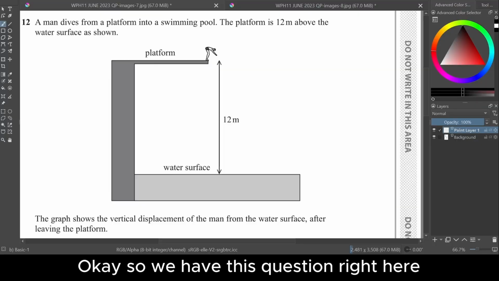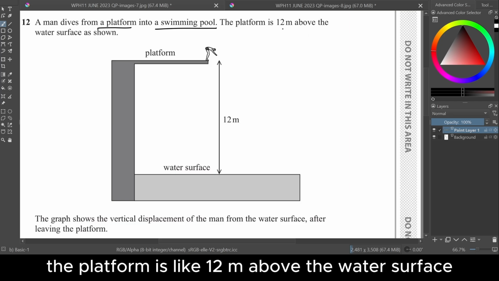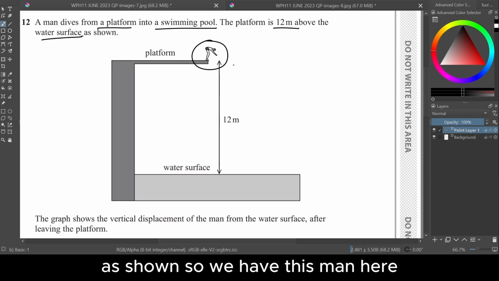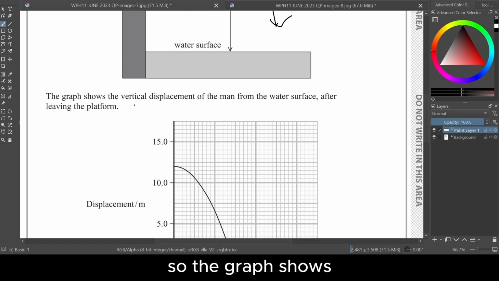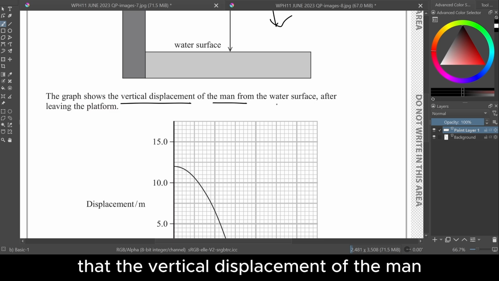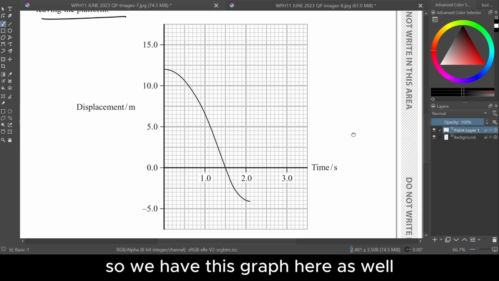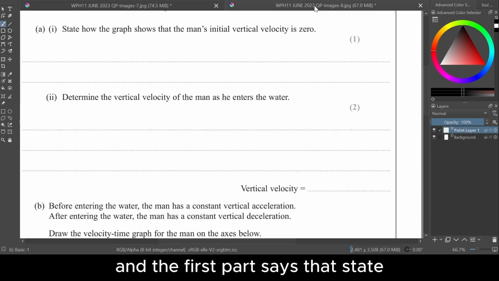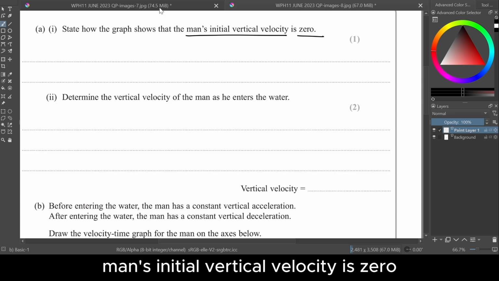Okay, so we have this question right here. It says a man dives from a platform into a swimming pool. The platform is 12 meters above the water surface as shown. So we have this man here and he's about to dive into this water. The graph shows the vertical displacement of the man from the water surface after leaving the platform. So we have this graph here as well. And the first part says to state how the graph shows that the man's initial vertical velocity is zero.